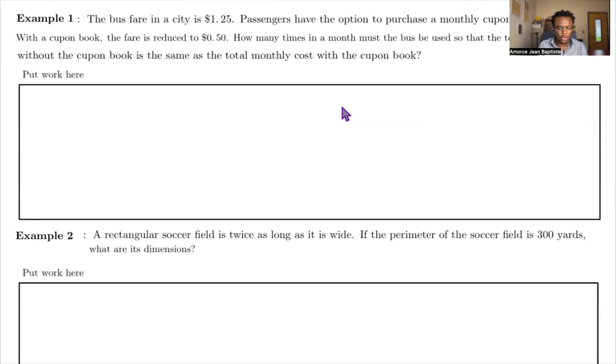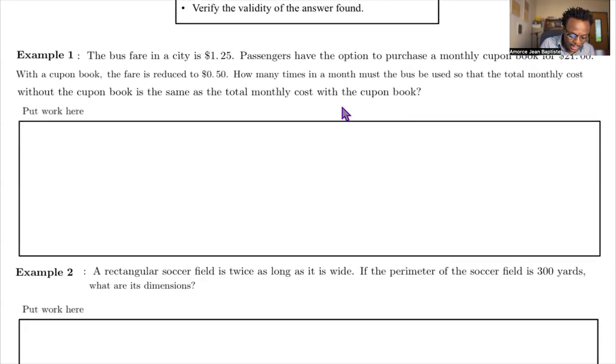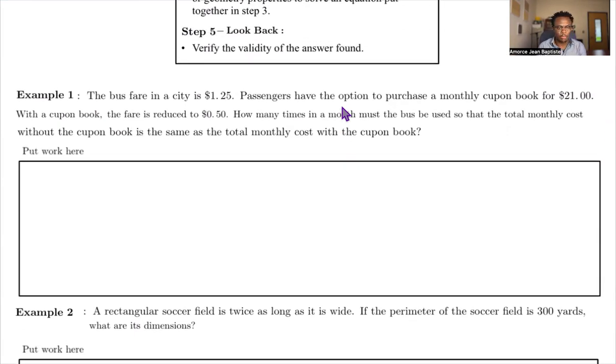Number one, first you need to read the problem and then make sure you read it again to make sure that the understanding is there. It makes sense. All right, so number one, we have the bus fare in a city is $1.25. So I'm going to start pointing out the important information that is in here. Passengers have the option to purchase a monthly coupon book for $21. So a coupon book is also an option for $21.